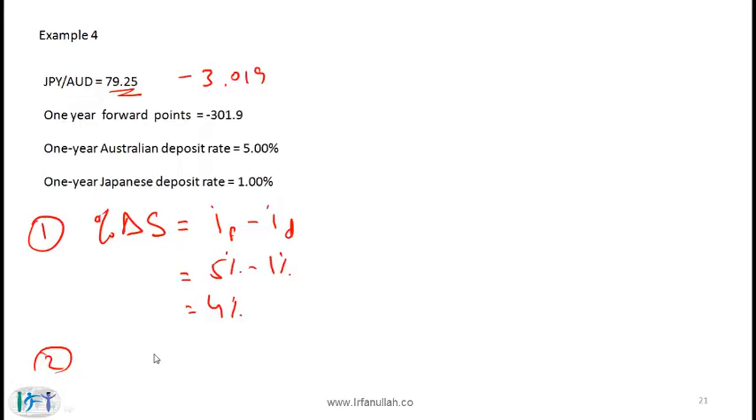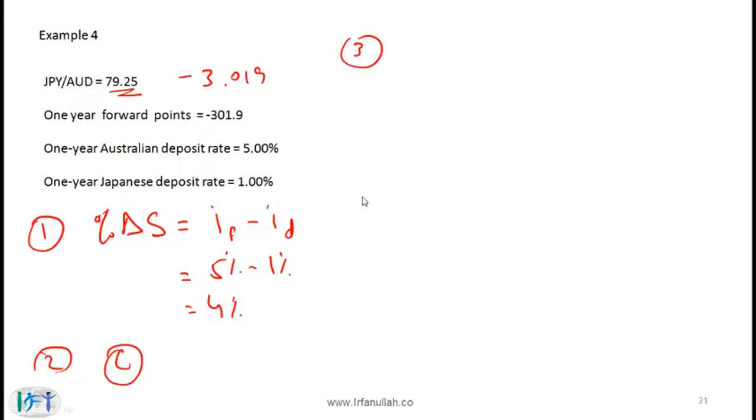The second option is the forward points indicate that a riskless arbitrage opportunity exists. That again is not the correct answer. Option C is there is no arbitrage condition that forces uncovered interest rate parity to hold. And this is the correct answer. We've already discussed this earlier, and this is a point that you need to understand well.